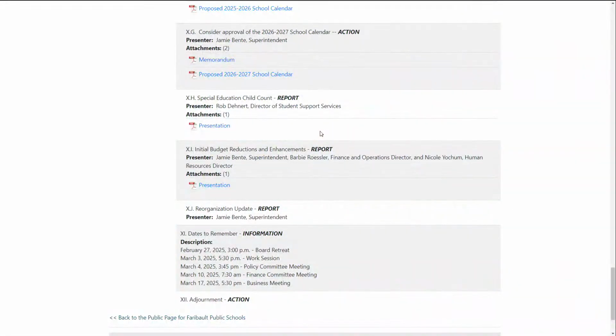10G, consider approval of the 2026-2027 school calendar. Could I have a motion to approve the 2026-2027 school calendar? Thank you, Ms. Boudreau. Second. Thank you, Dr. Robichaud. Discussion.